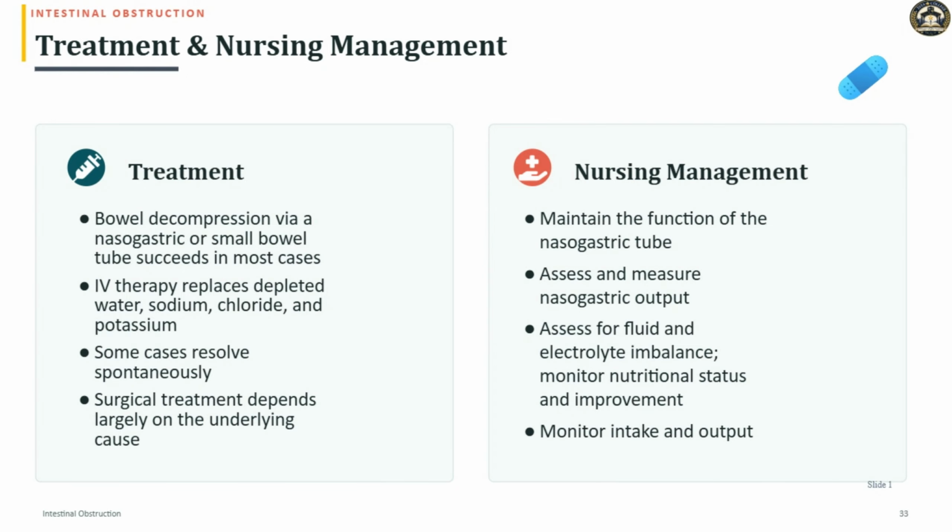From a nursing management perspective, key responsibilities include maintaining the proper function of the nasogastric tube, assessing and accurately measuring nasogastric output, and continuously assessing for fluid and electrolyte imbalances while monitoring the patient's nutritional status and improvement. Close monitoring of all intake and output is also critical.